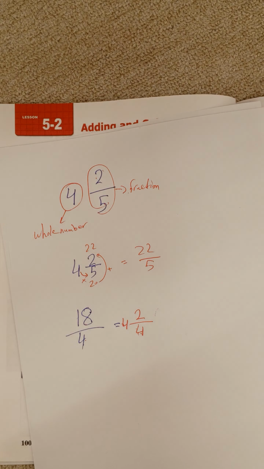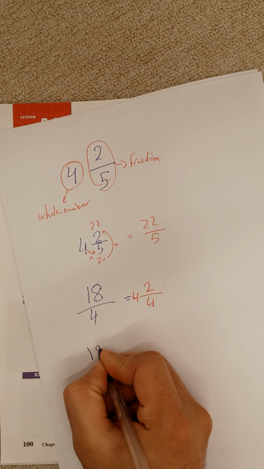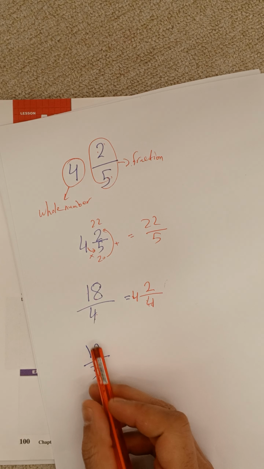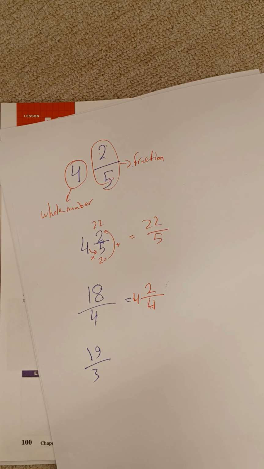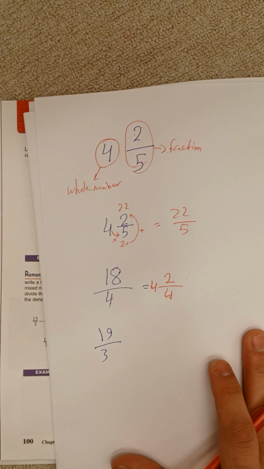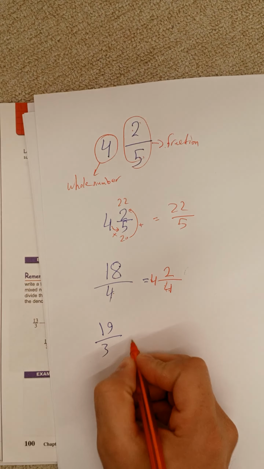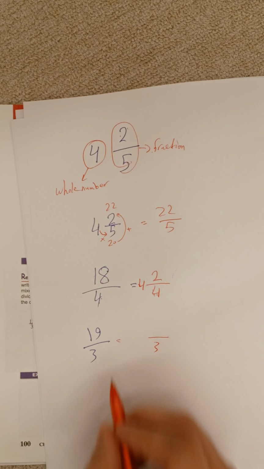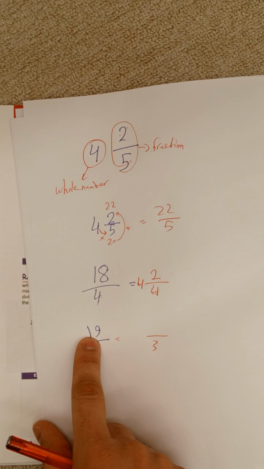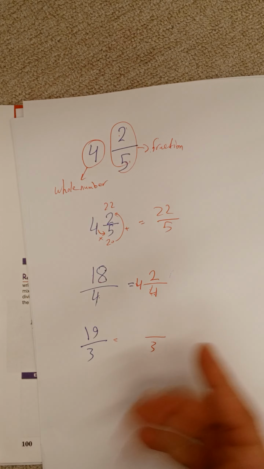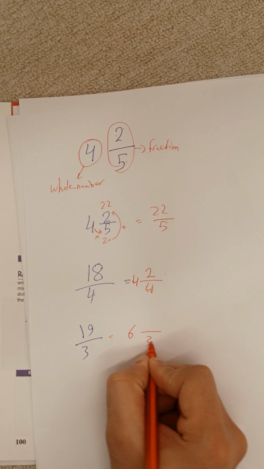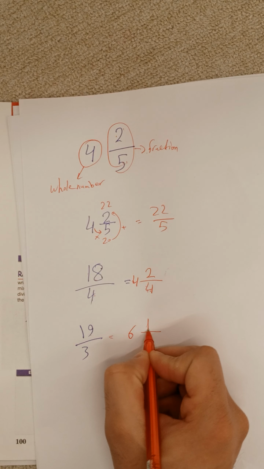Okay? So let's solve another example. 19 over 3. The top number is bigger than the bottom number, so we can write it as a mixed number. Our denominator is 3. 3 times what number is very close to 19? 3 times 7 is 21. This is 19. It is bigger. So 3 times 6. Alright, 6 next to the fraction is going to be the whole number. 6 times 3 is 18. This one is 19. How many numbers left? 1.